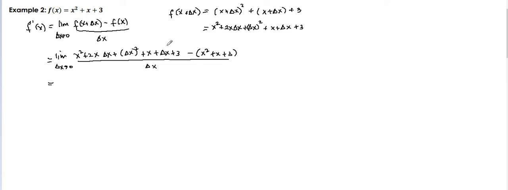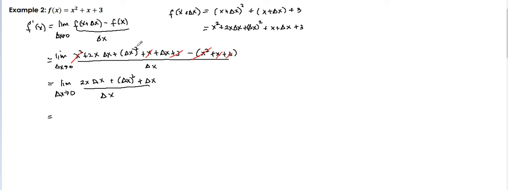Alright, so again, we can cancel the terms with opposite signs. We have x squared minus x squared is 0. We have x minus x is 0, 3 minus 3 is 0. Okay? So, mapapansin po natin na yung naiwan po ay yung mga terms na meron pong delta x. So, we have 2x delta x plus delta x squared plus delta x, all over delta x. So we have delta x approaches 0.